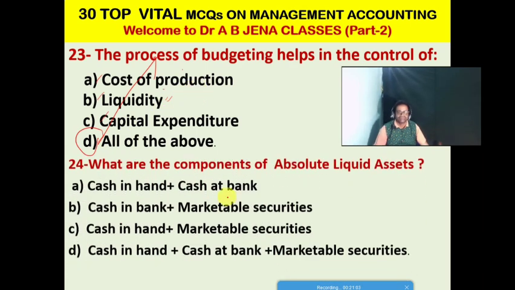So next one MCQ, what are the components of absolute liquidity assets? A, it's cash in hand plus cash at bank, B, it's cash in bank plus marketable securities, C, it's cash in hand plus marketable securities, D, it's cash in hand plus cash at bank plus marketable securities. Friends, so D is the right option for this MCQ. So absolute liquid assets at any moment can be converted into ready cash without facing any problem. The examples: cash in hand, cash at bank, and marketable securities. So D is the right option for this MCQ.